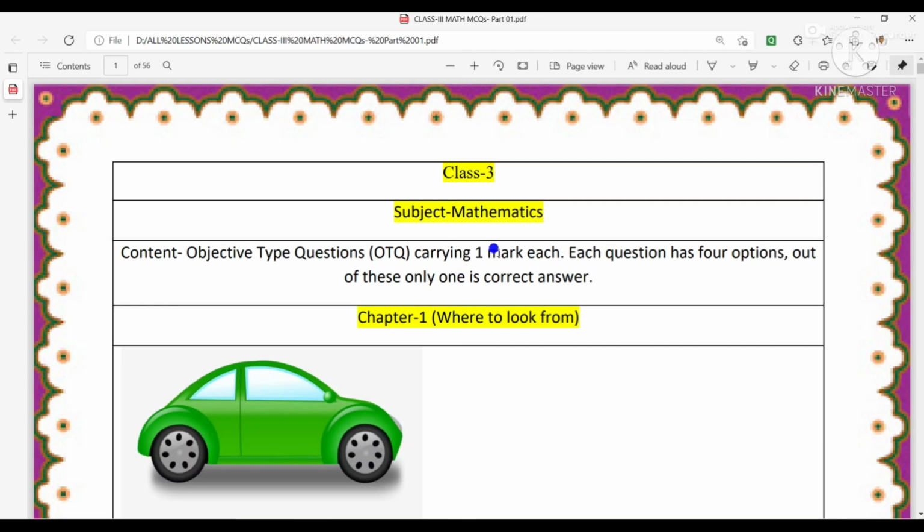So class 3 subject mathematics content objective type questions, OTQ, that means MCQ, multiple choice questions carrying 1 mark each. Each question has 4 options, but out of these only one is the correct answer. So we will select the correct one. First of all we will discuss chapter 1, Where to Look From.